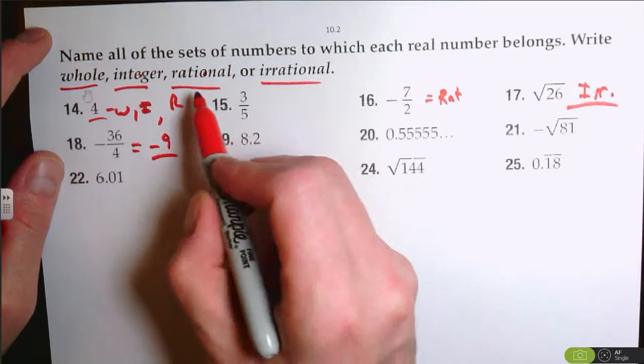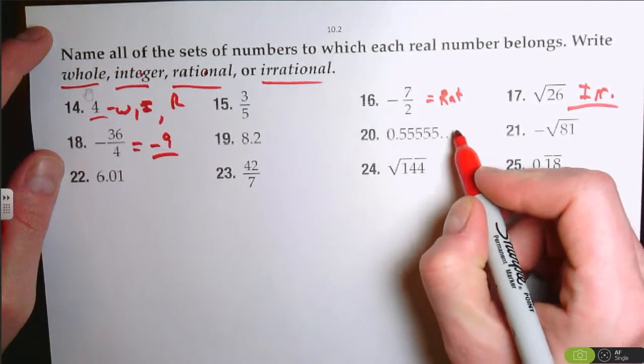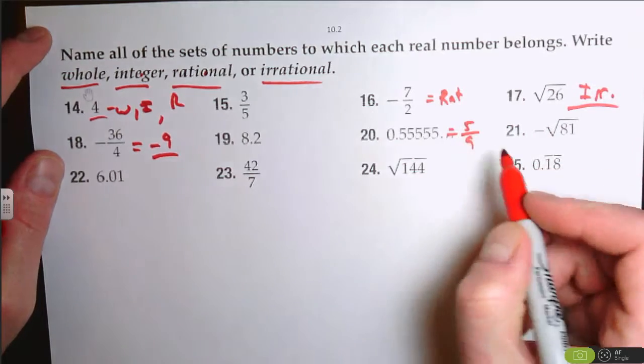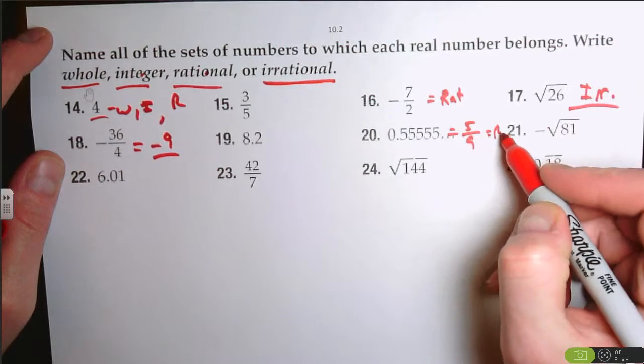Number 19 is just rational because it's just a decimal that ends. And then same thing for 20. 20 is a decimal that repeats. That's really 5 over 9. So it's rational. Okay.